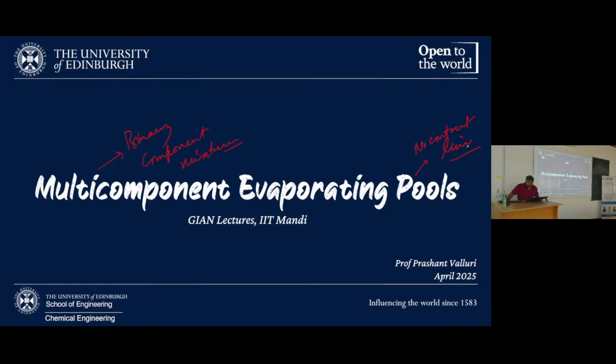So two key things we are taking into account are a binary component mixture, which is evaporating, and a pool. That means there is no contact line. And why do you need to study this? For example, if you want to have an electronic circuit and you want to pattern the surface, one way to do it is to evaporate the surface so that the deposit has a certain pattern. It's also very important because most of the liquids or coolants that are used are multi-component.